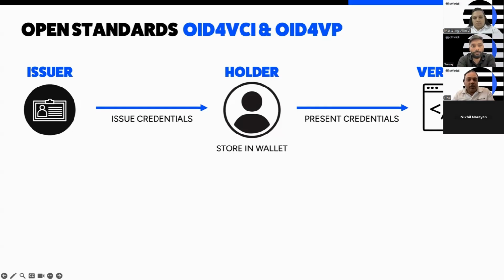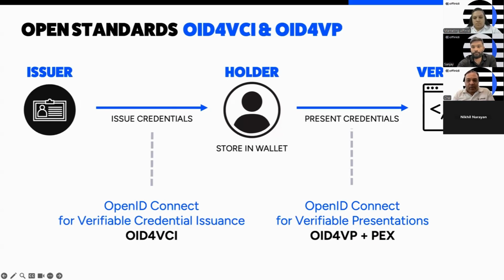We still need the transport protocols. This is where OpenID comes into the picture, right? OpenID is pretty famous, for example OpenID Connect, or OIDC, which is used by 90% of the authentication service providers. The OpenID Foundation, in cooperation with the DIF, has come up with a set of protocols, one which allows the issuance side of things, and the other which allows the presentation side of things.